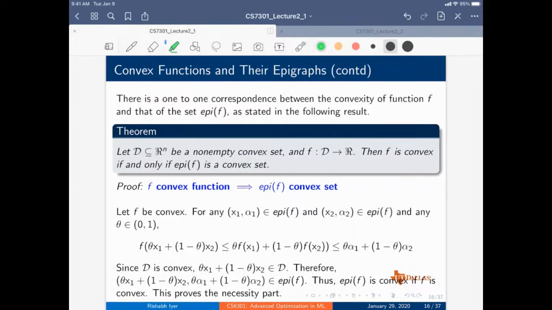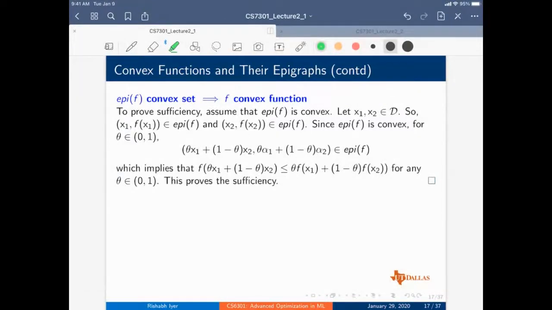The intuition of the proof is similar to what we saw in the convex sets. You know that f is convex, so you can take a theta such that theta x1 plus 1 minus theta x2. You also have this convexity relationship over here, and you know that theta is between 0 and 1, so theta plus 1 minus theta sums up to be 1, right? Following through this, you can show that this particular point, which is theta x1 plus 1 minus theta x2, comma theta alpha 1 plus 1 minus theta alpha 2, also belongs to the epigraph of f. So this proves the first direction.